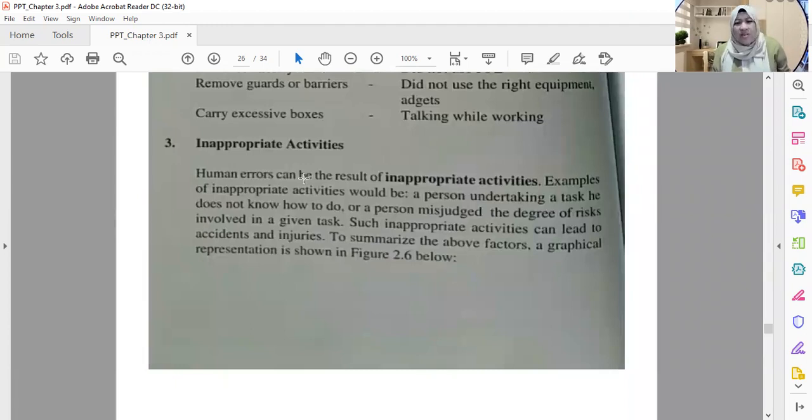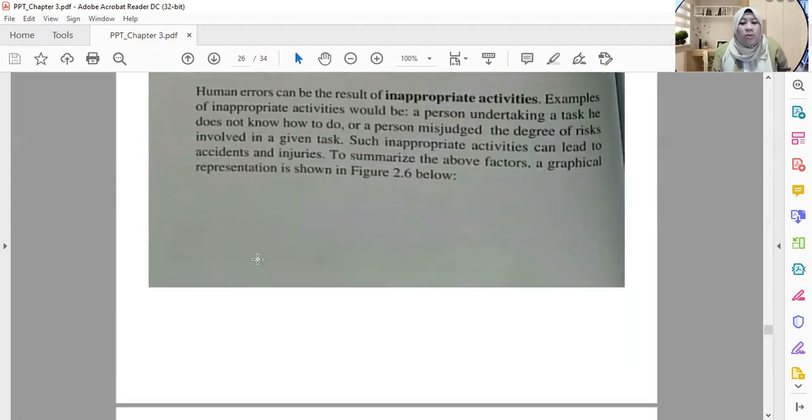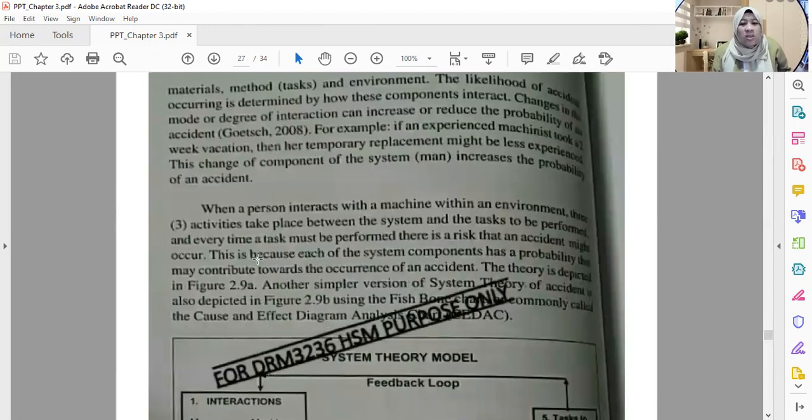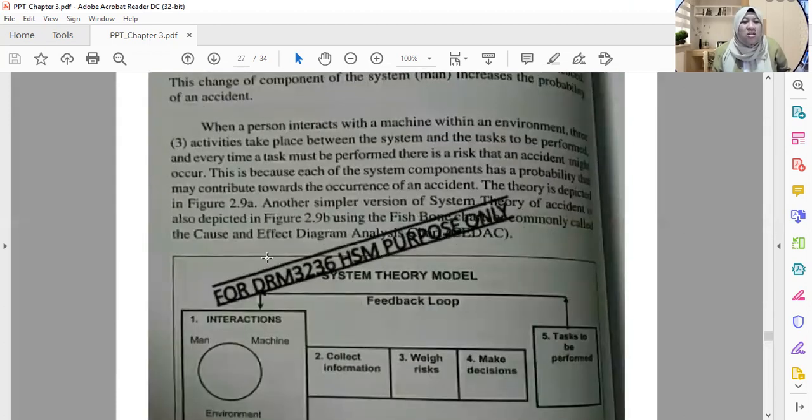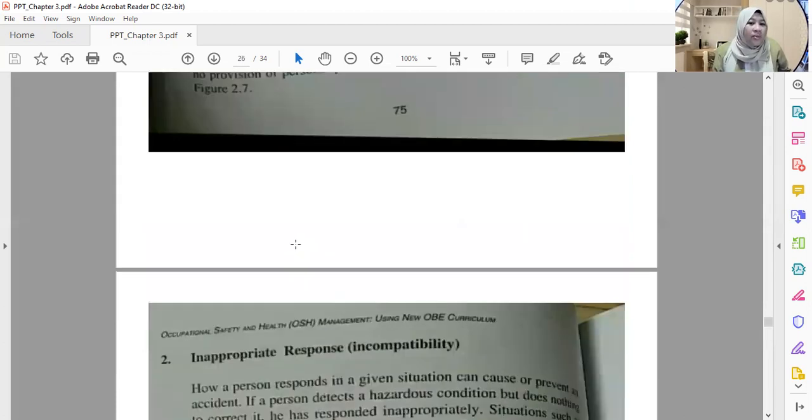Inappropriate activity: human errors can be the result of inappropriate activity. For example, inappropriate activity would be a person undertaking a task he does not know how to do, or a person misjudging the degree of risk involved in a given task. So such inappropriate activity can lead to accidents and injuries. This is represented in the 2.6 diagram, which I think is so far away from us just now.